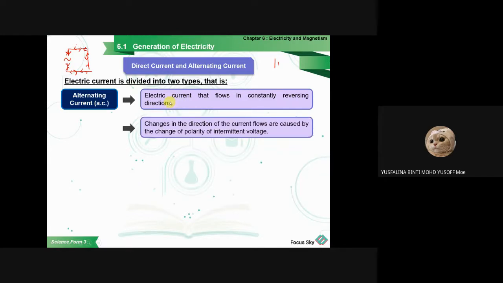The changes in direction of the current flow are caused by the change of polarity of intermittent voltage. It means the first time, maybe this one is positive, this one is negative, so it flows from here to here, because you already know the current flows from the positive to the negative terminal. And then after it completes one circuit, the polarity changes, so this one is positive and this one negative, so it moves from here to here. If we keep changing the polarity, it always changes the direction. So that is the alternating current.